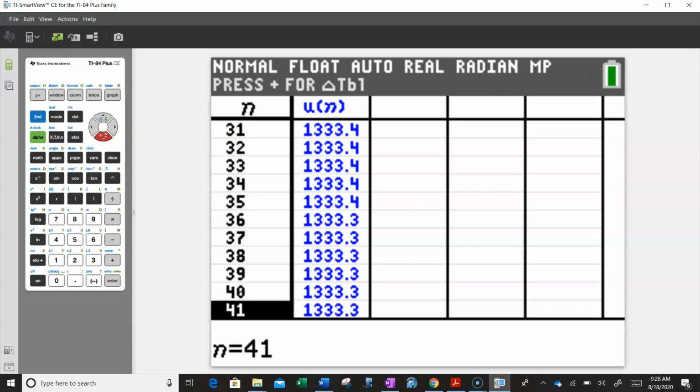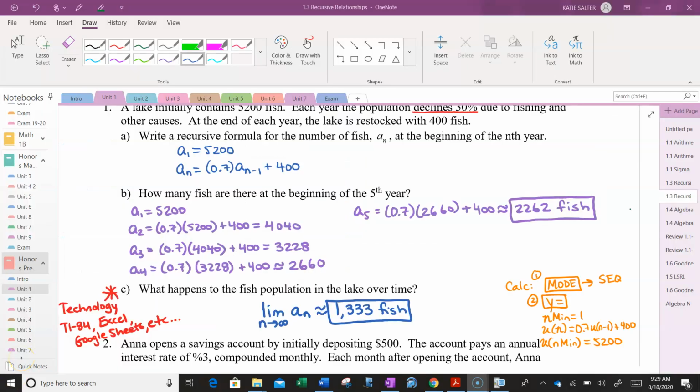You can also jump in your table by going to your table setup, which is second window. Sometimes it is kind of slow because it's trying to process it. So if your calculator starts kind of waiting for a second, just give it a minute and let it do its thing. Okay, so since we could see that after we use this recursive formula, in the long run it converged to about 1,333 fish.